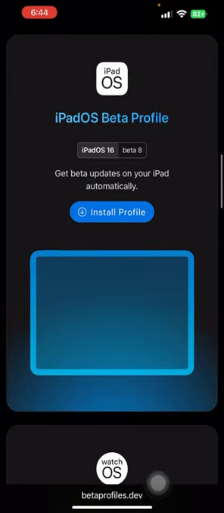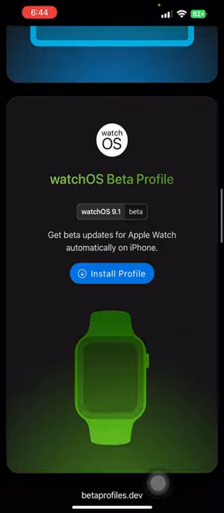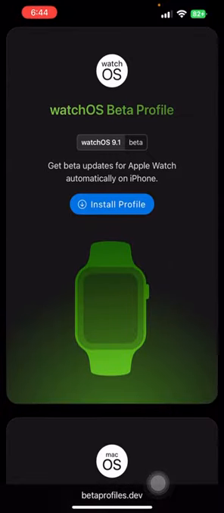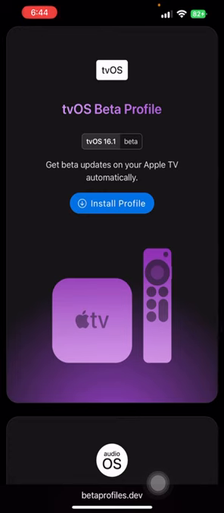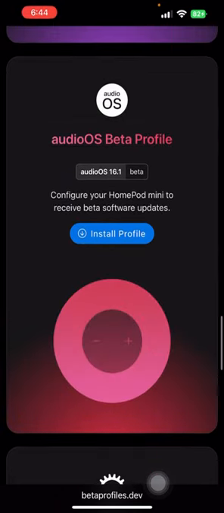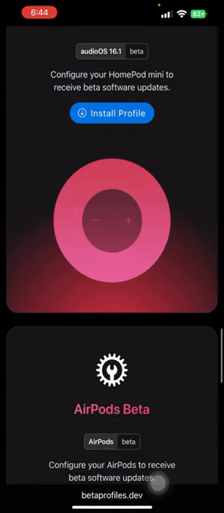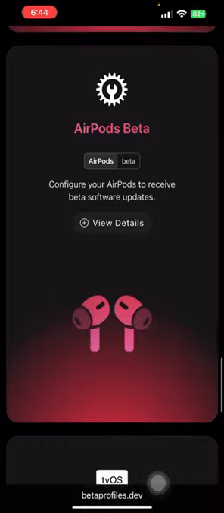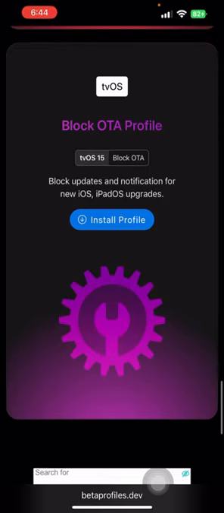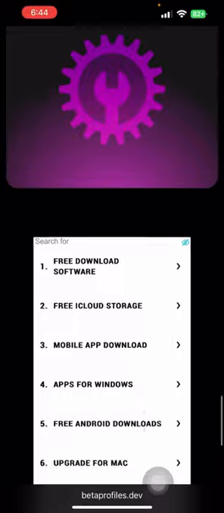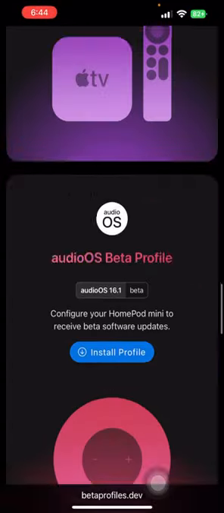You get the iPad beta and one of the latest betas, watchOS 9. You got the Mac beta right here, tvOS, and you also have the iPadOS beta 16.1 right here, then you got the iPod beta right here, and tvOS again, tvOS 15. So yeah, and this is the new one.